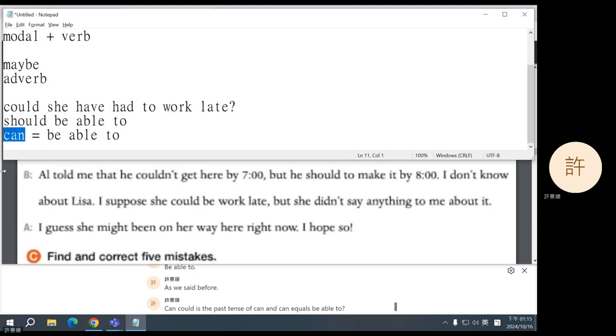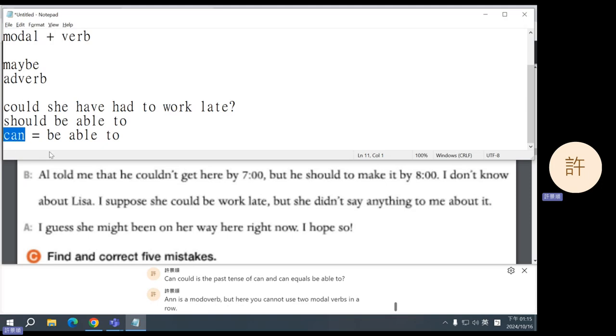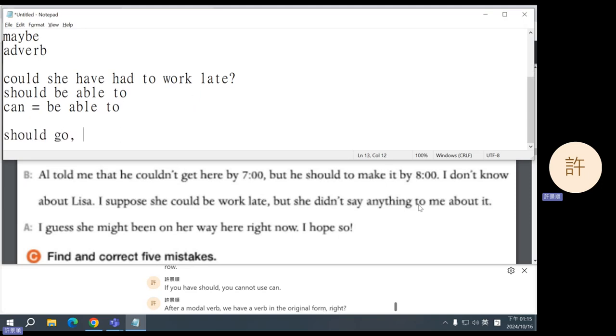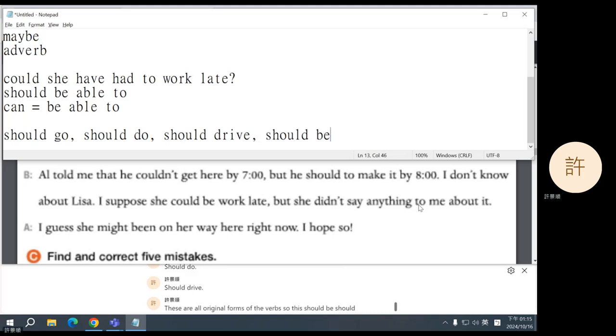Can is a modal verb, but here you cannot use two modal verbs in a row. If you have should, you cannot use can. After a modal verb, we have a verb in the original form, right? So, like, should go, should do, should drive. These are all original forms of the verbs. So this should be able to, right? So you cannot use can, therefore you have to use be able to.